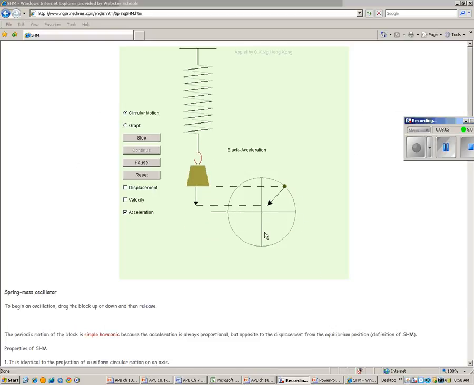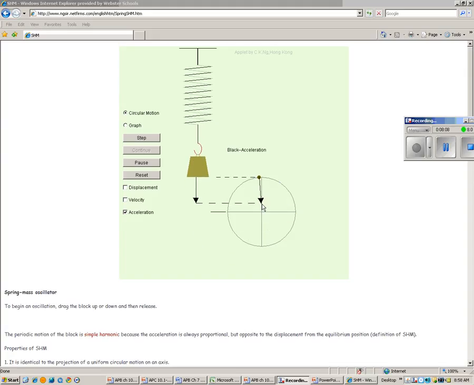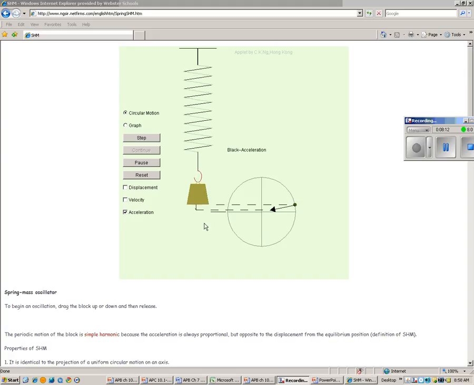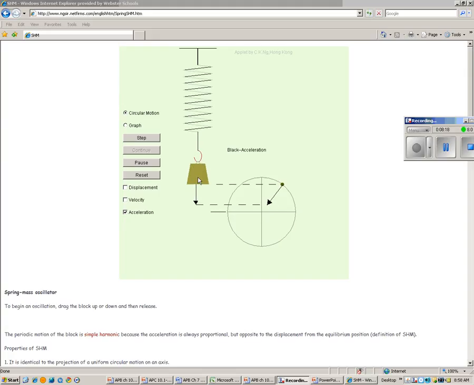You'll notice this is our circular motion here, and our centripetal acceleration is always pointing towards the center. And you'll notice this y component of this acceleration vector is always this acceleration here. So the acceleration happens to be 0 in the middle, and it's the maximum value at the ends.